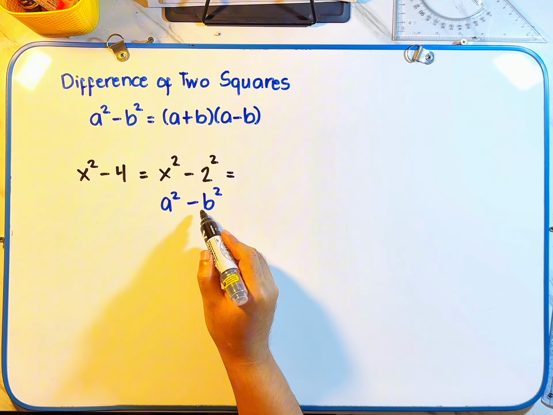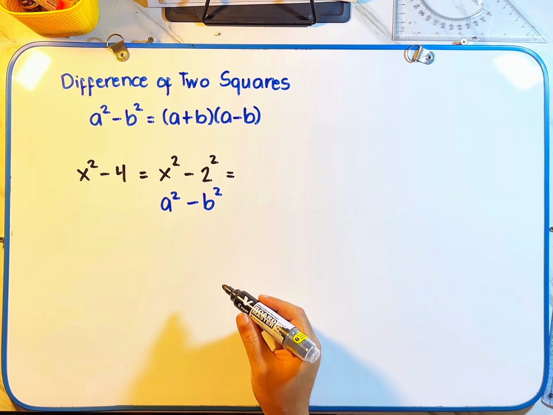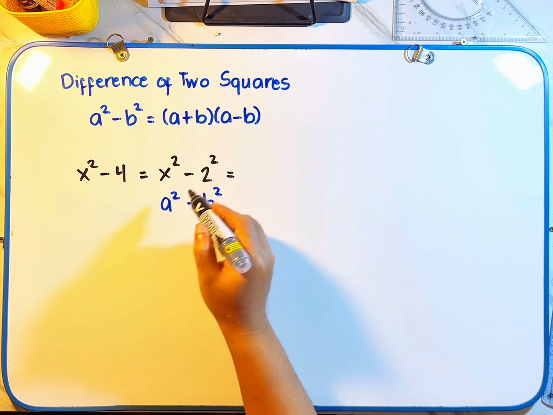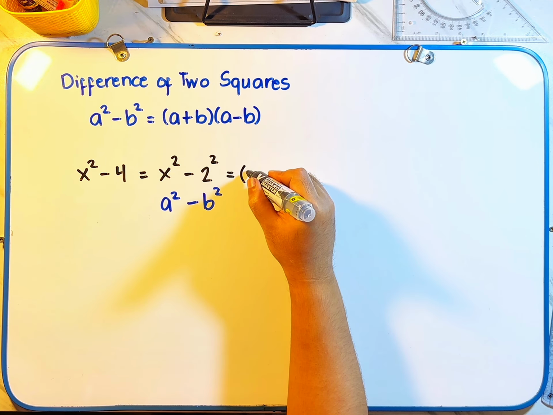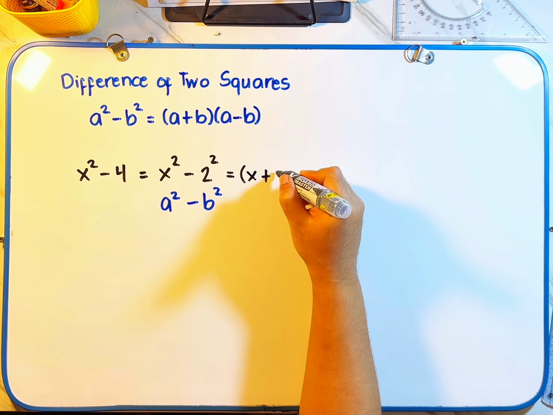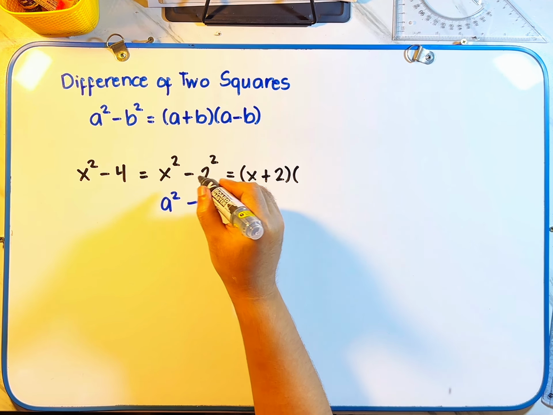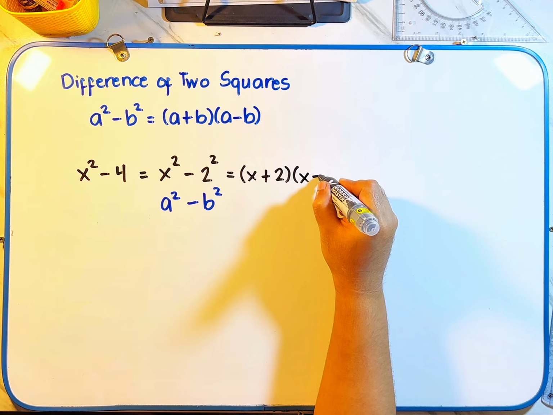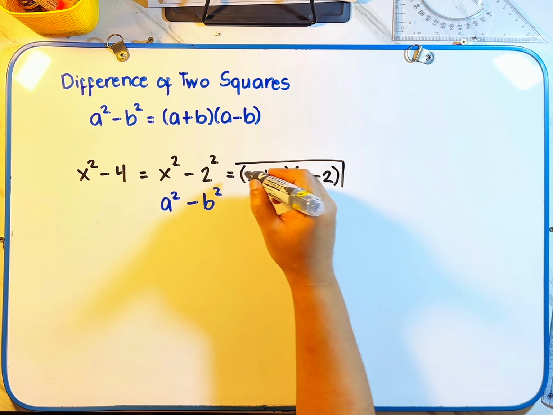Okay, so a squared minus b squared in the formula is a plus b times a minus b. In this case, a is x, b is 2. So a plus b, we have x plus 2, and then times a minus b, so x minus 2. And this is the factored form.